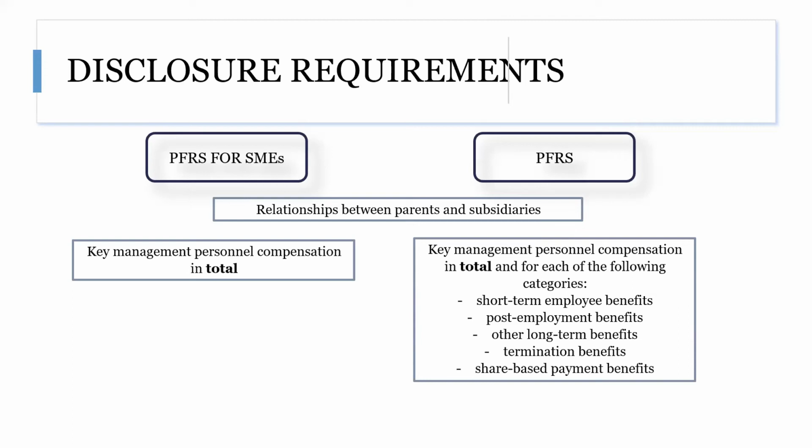So sa relationships between parents and subsidiaries, they shall be disclosed irrespective of whether there have been related party transactions. So kahit na walang related party transactions between the parents and subsidiaries, it should be disclosed. So, katulad ng banggit kanina ng nakaraang presenter, an entity shall disclose the name of its parent and, if different, the ultimate controlling party. If neither the entity's parent nor the ultimate controlling party produces financial statements available for public use, the name of the next most senior parent that does so shall be disclosed.